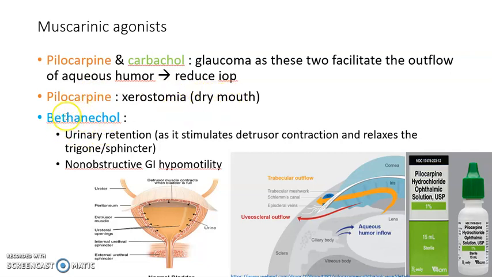And then we have bethanechol, another muscarinic agonist, which is used for urinary retention, because it stimulates the detrusor contraction and relaxes the trigone. So when you have retention of urine, it means you cannot pass urine. The urine is being retained here, and there is no obstruction or whatsoever. There's no urinary stone or whatever inside here. The detrusor muscle is the muscle of the bladder.